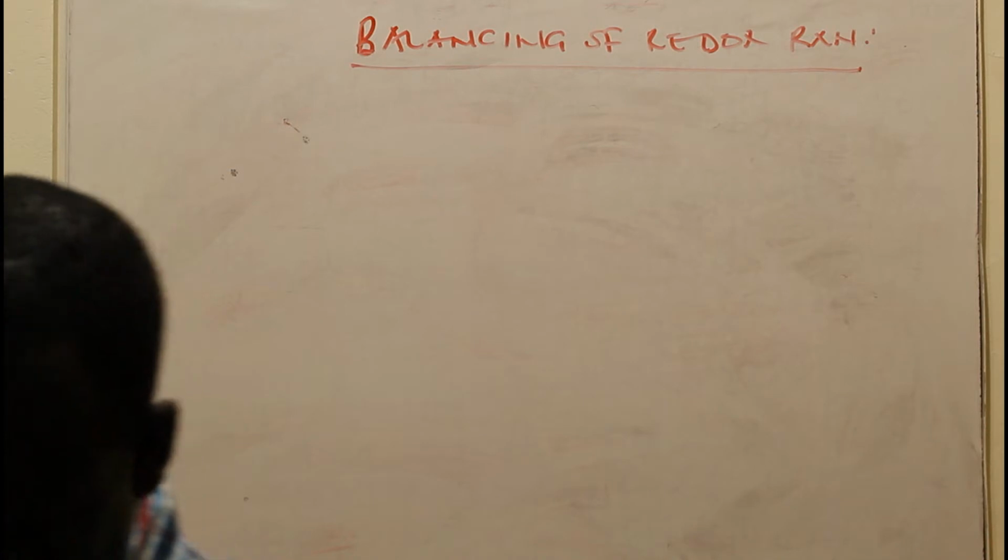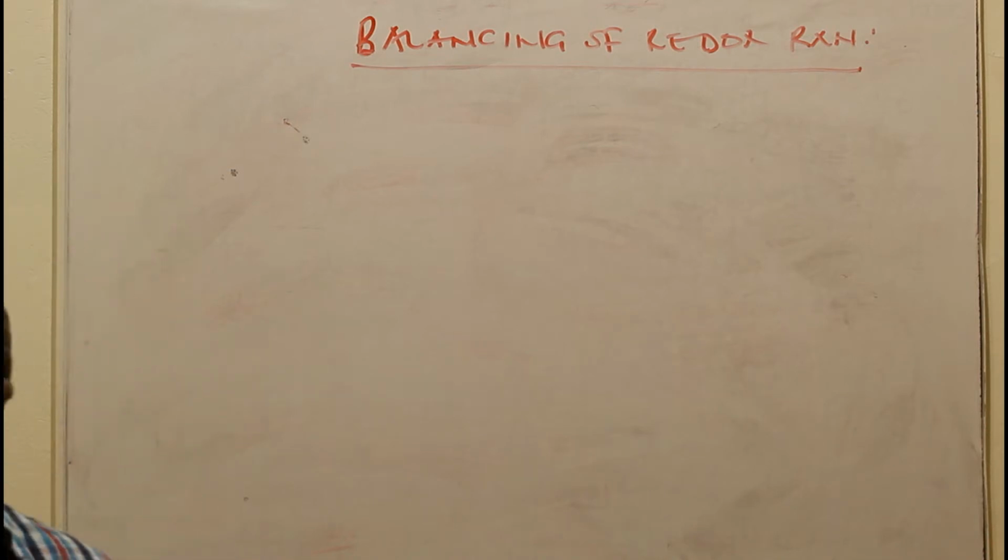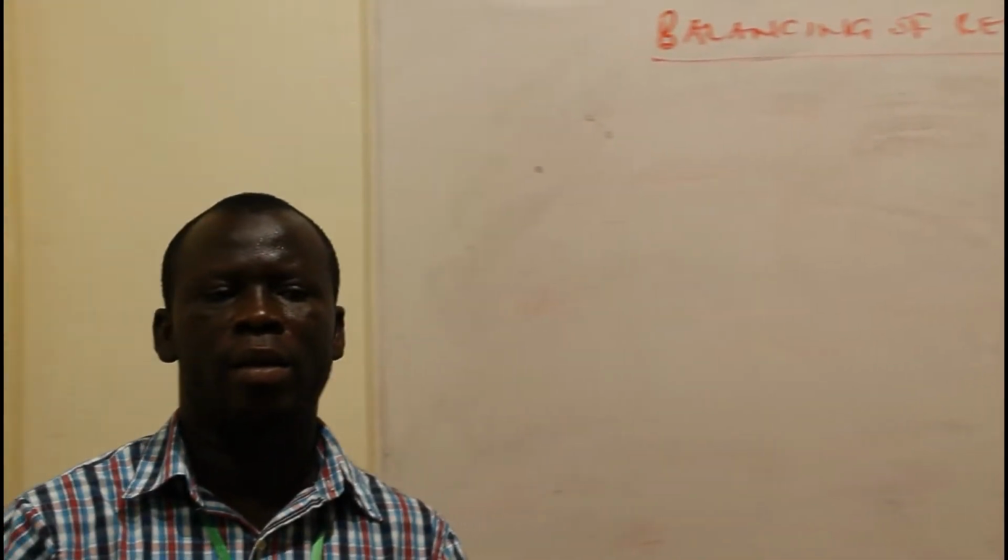Now, we have two ways of balancing the redox reaction. You have the ion-electron method, in other words, the half equation method. Then we have the change in oxidation state method. The most common one that we use is the ion-electron method or the half reaction method. Later, I will look at the change in oxidation state method. I will give an example.